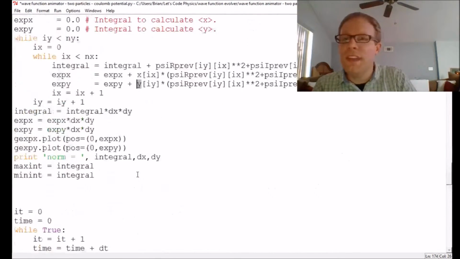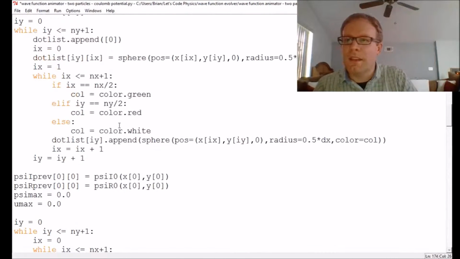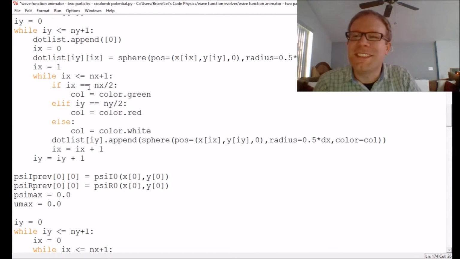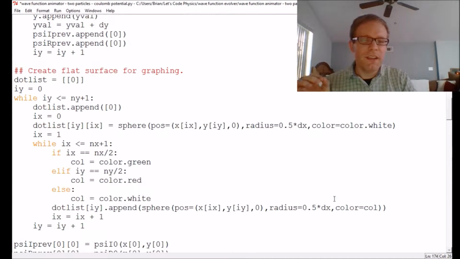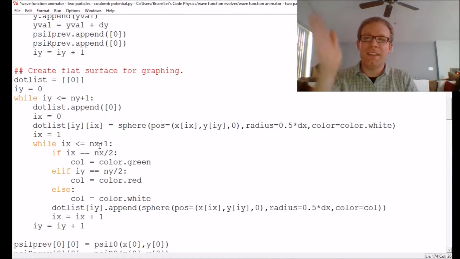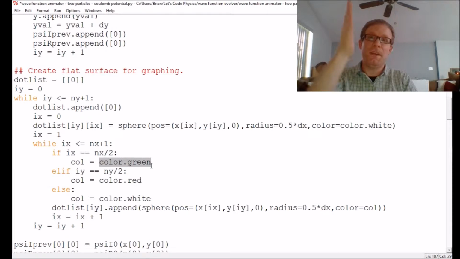Oh, I did do one thing different to help us visualize it. I promised this last time, and I've set it up. I skipped right past it. I was looking for it and then skipped right past it. I've set it here where it creates the dot list so that the color of everything is going to be white unless we're at the midpoint of the x values, which corresponds to the y-axis, or the midpoint of the y values, which corresponds to the horizontal axis. What that means is that the vertical axis is going to be colored green, because that's the location of our green particle, and the horizontal axis is going to be colored red, because that's the location of our red particle.